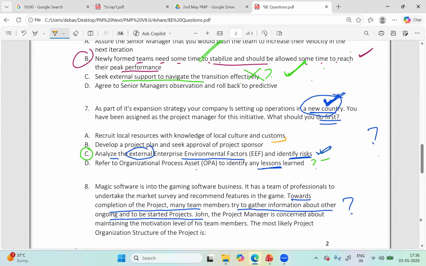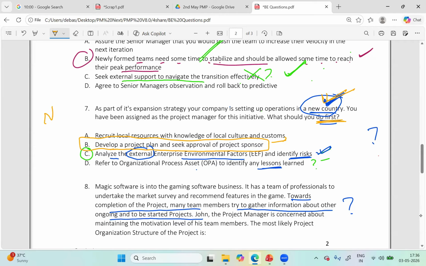Question 7: what is the first thing you would do? B, develop a plan. You're setting up a new country. B, develop a project plan and seek approval of project sponsor. I'll give you 2 reasons why B is not correct. Listen carefully. You have to build that mindset, ladies and gentlemen. Develop a plan and get it approved by sponsor. Tell me which project doesn't do that. I repeat, tell me in which project will you not perform what is stated in B.